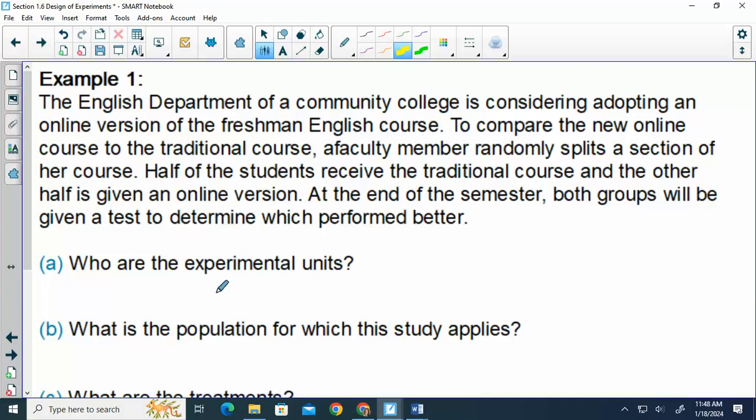So who would be the experimental units here? All students or just students in this class? Right, so be as specific as you can.